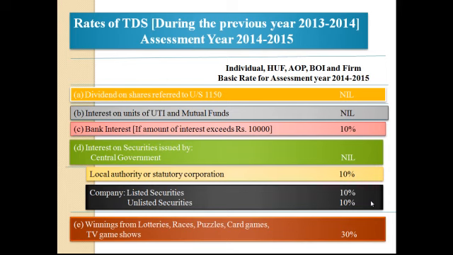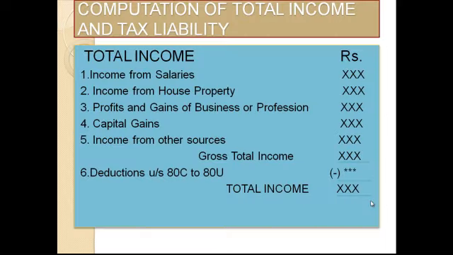Rate of TDS: dividend under section 150 is nil, interest on UTI and mutual fund is nil, bank interest is 10%, interest on security issued by the central government is nil, for local authority or statutory corporation the TDS is 10%, for a company, for listed security, the TDS is 10%, for unlisted security, the TDS is 10%. For winnings from lottery, races, puzzles and card games and TV game shows, the TDS is 30%.